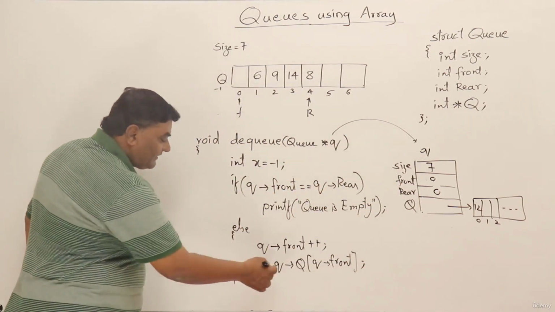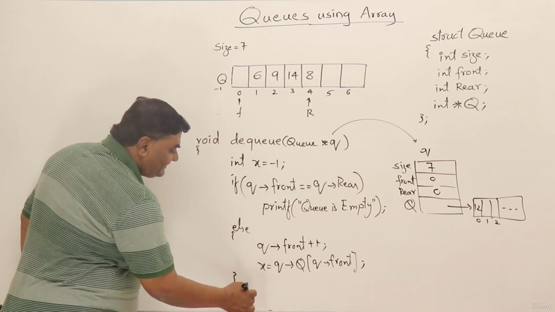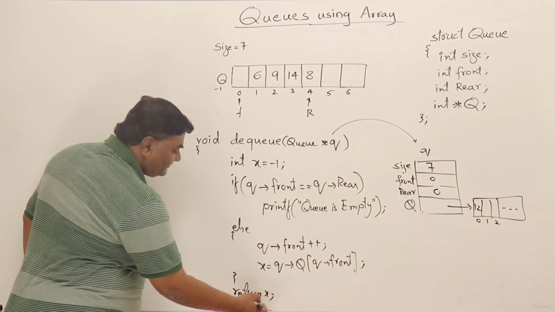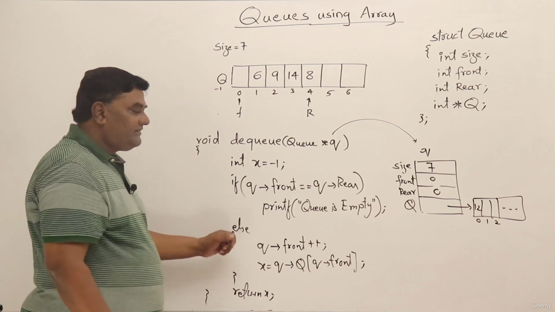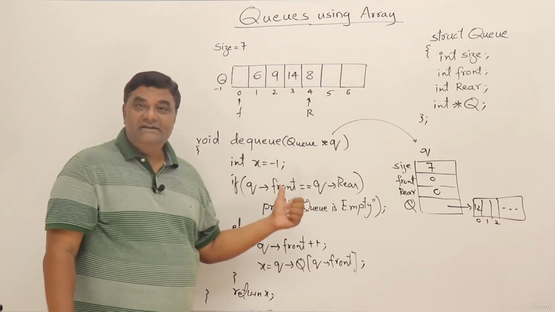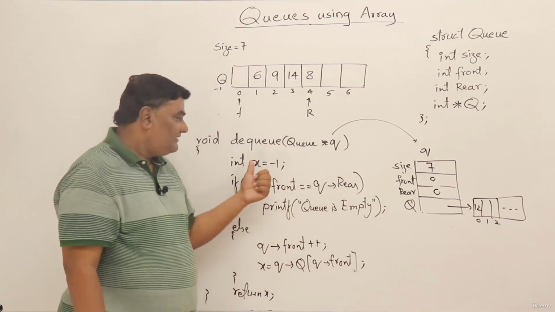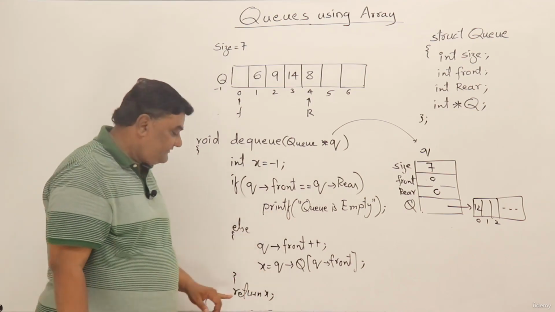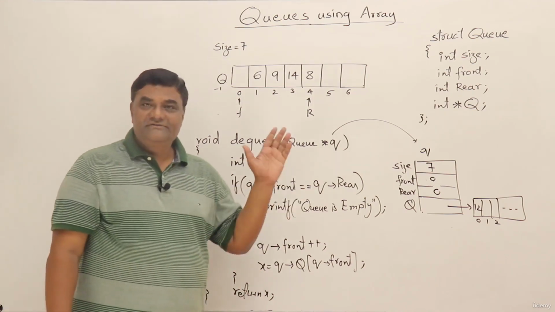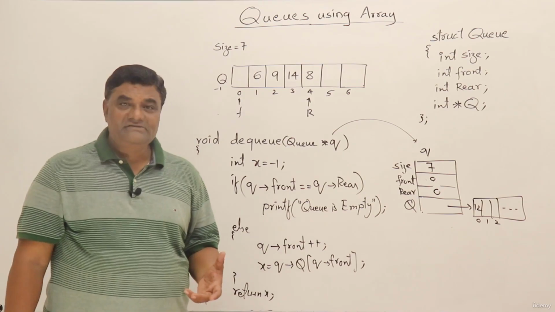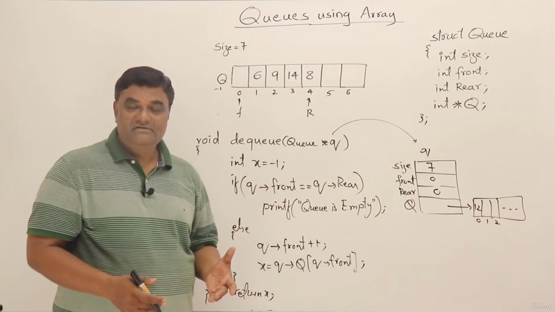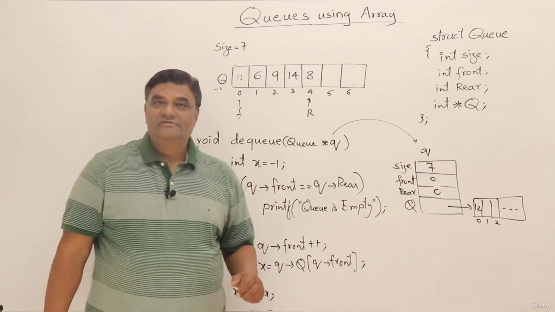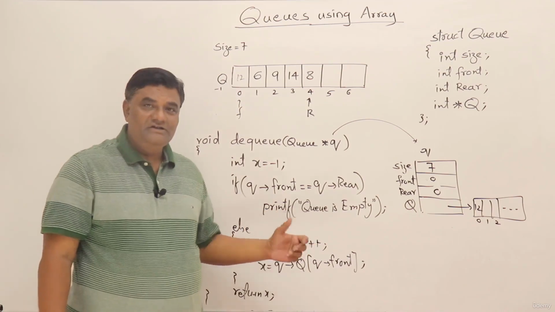Now finally return x. So outside else I am writing return x. So the value that is deleted is returned. What happens if the Q was empty? So x will have -1 and nothing is assigned to x. So it will return -1. So if this function is returning -1, it means Q is empty. There are no elements in the Q. So that's all. This is the dequeue function.